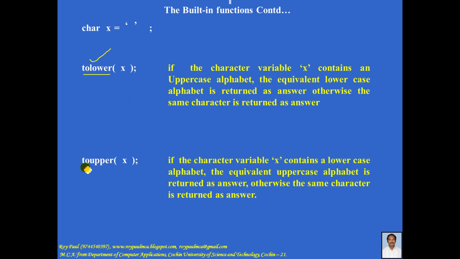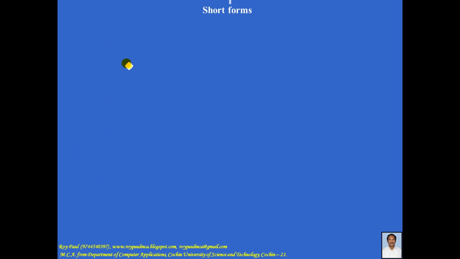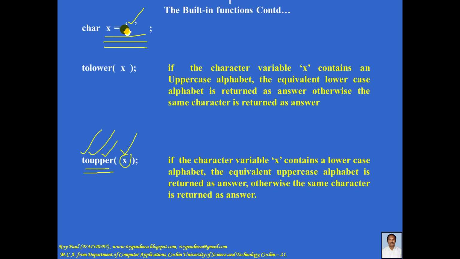And finally, toupper. What the function does is, if this one contains a lowercase alphabet, the equivalent uppercase alphabet is returned as the answer, otherwise the same character is returned as the answer. So suppose x contains capital A, capital A is not a lowercase alphabet, so capital A itself is returned as the answer. Suppose x contains small a, the equivalent uppercase alphabet, capital A, is returned as the answer. Suppose x contains 0, 0 is returned as the answer. Suppose x contains @, @ is returned as the answer. And the last one, suppose x contains space, space is returned as the answer.